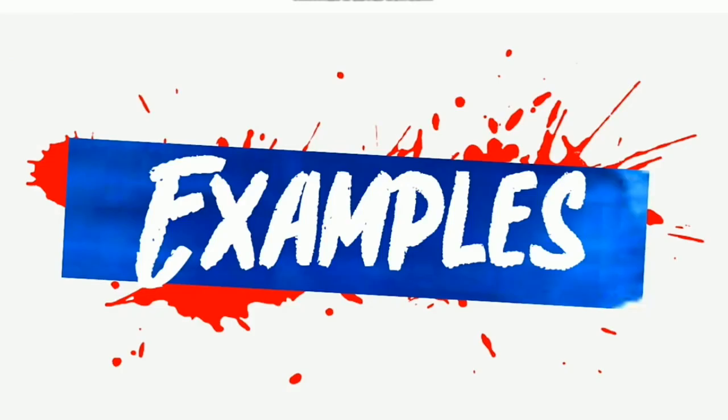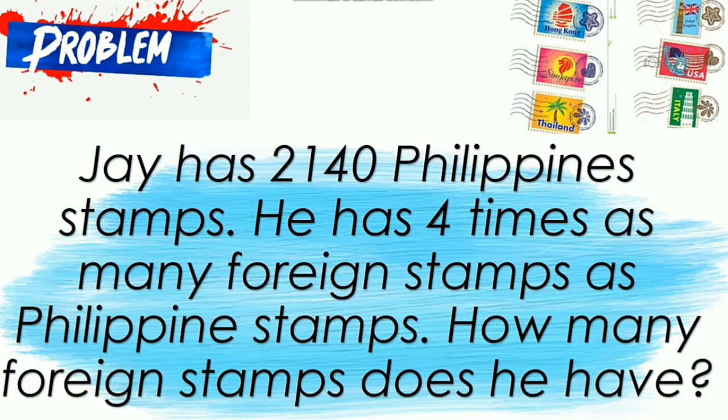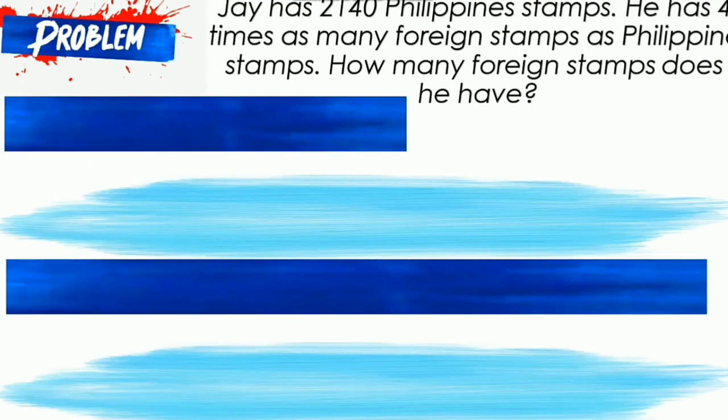Let's look at other examples. Joy has 2,140 Philippine stamps. Then he has 4 times as many foreign stamps as Philippine stamps. How many foreign stamps does he have? Please take your time to study this question carefully. It's a little bit confusing, but if you take your time to study it, you will not have issues solving it.